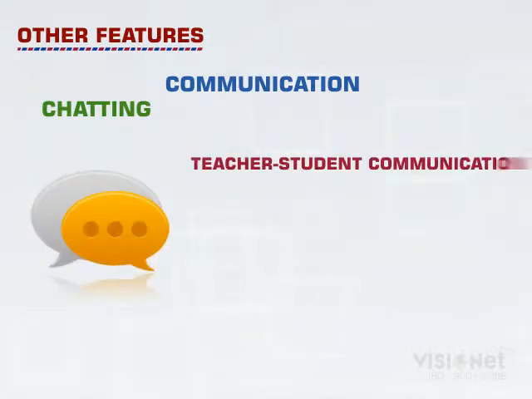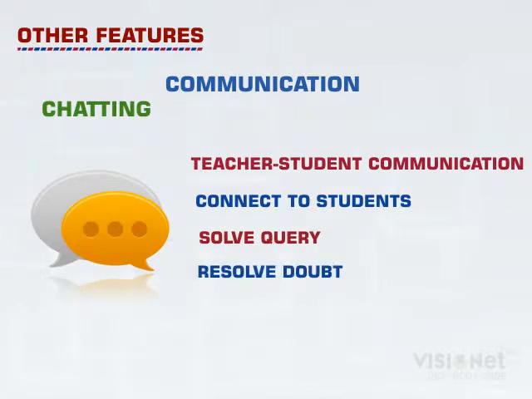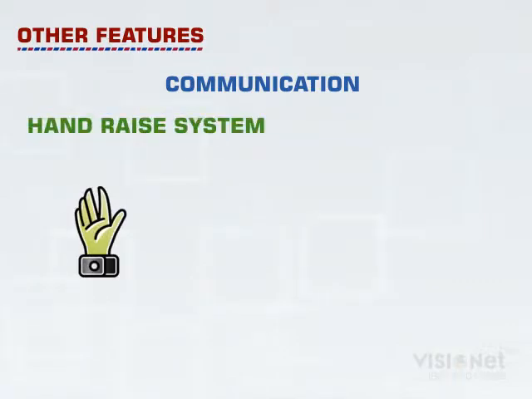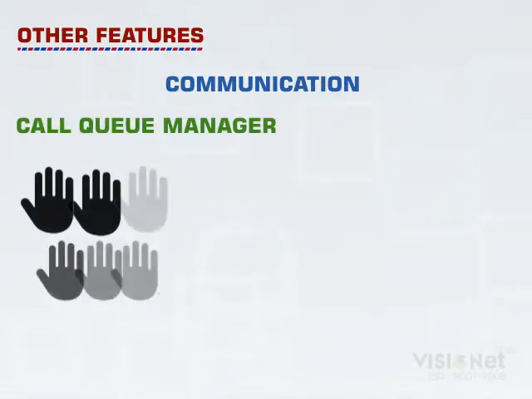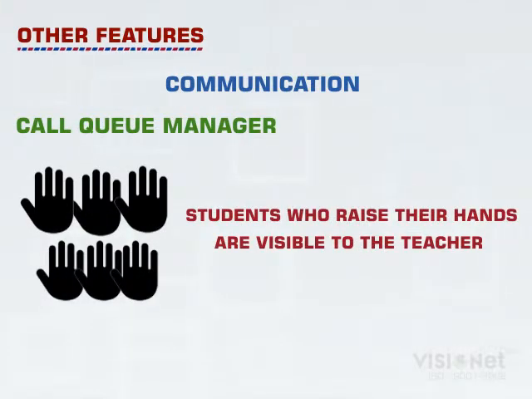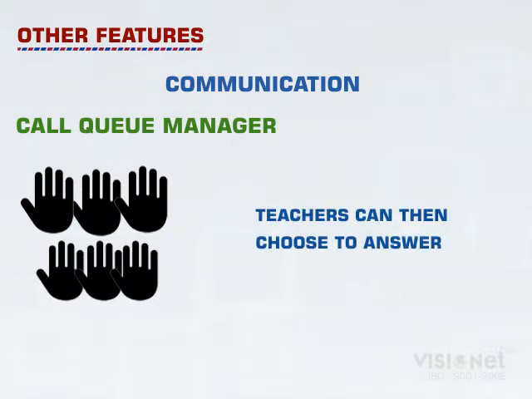Communication. Chatting. It is a medium for teacher-student communication. Teacher can connect to any student to solve their query or resolve their doubt. Hand raise system. This feature facilitates the student to attract the attention of the teacher in case they want to connect to them. This feature is also useful for polling in the class. Call Queue Manager. All the students who raise their hands are visible to the teacher in the queue in sequence. Teacher can then choose to answer a student's call at their convenience.